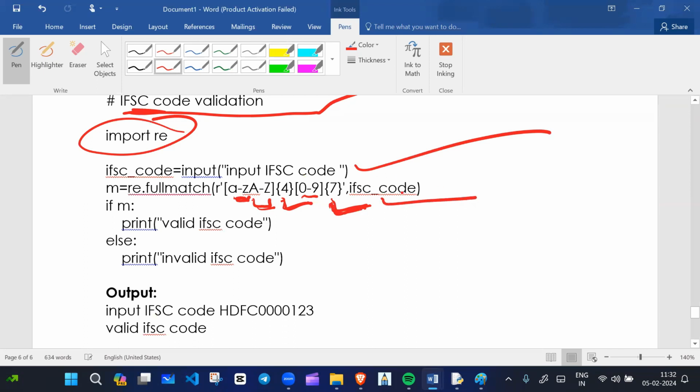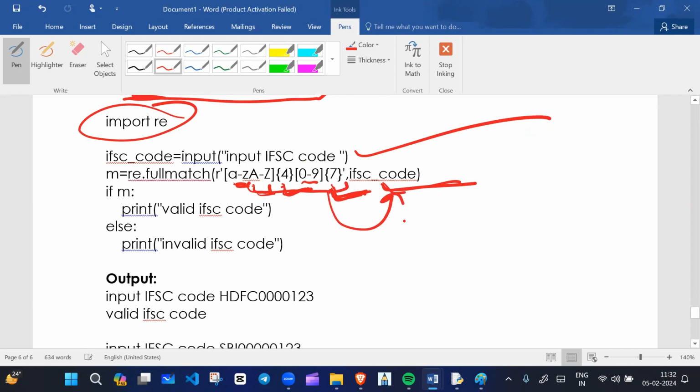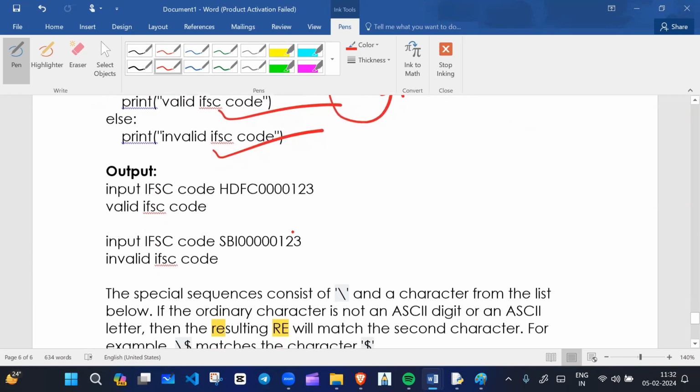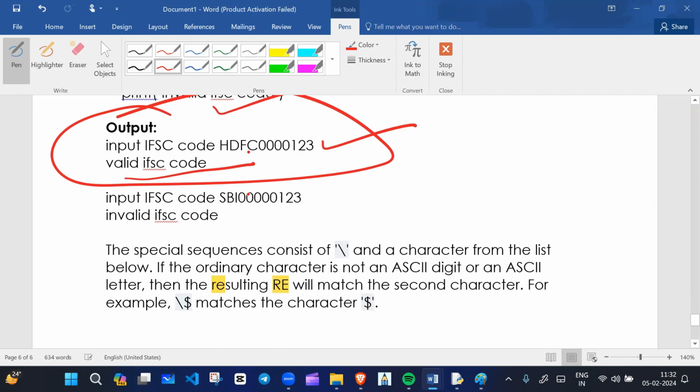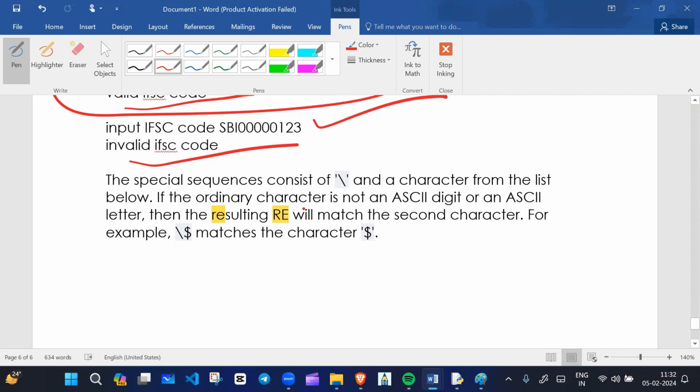And we will check in the IFSC code. So this is our pattern. We will use this pattern here. If it is fully matched, it will return true. True means it will print valid IFSC, else it will print invalid IFSC. For example, this is the IFSC, so this is a valid IFSC code. If I write this, it is an invalid IFSC code. You can check by yourself.